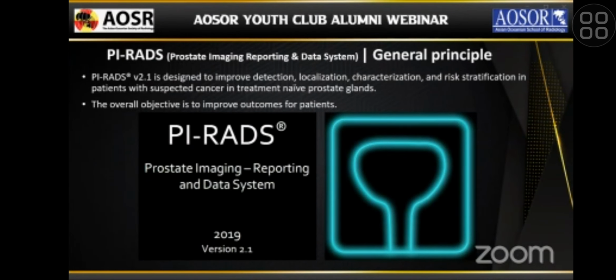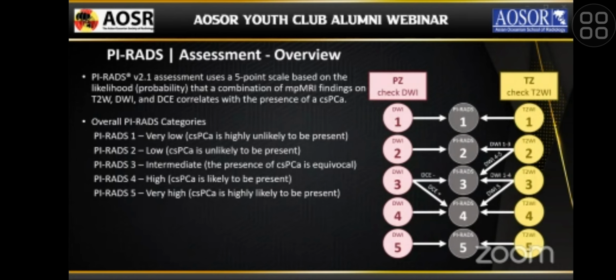PI-RADS provides a standardized framework for reporting prostate MRI findings. PI-RADS aims to improve the detection, localization, characterization, and risk stratification in patients with suspected cancer. PI-RADS version 2.1 uses a 5-point scale to indicate the likelihood of clinically significant prostate cancer based on MRI findings. Categorization is based on the evaluation of multiparametric MRI findings, including T2-weighted image, diffusion-weighted image, and dynamic contrast enhanced image.